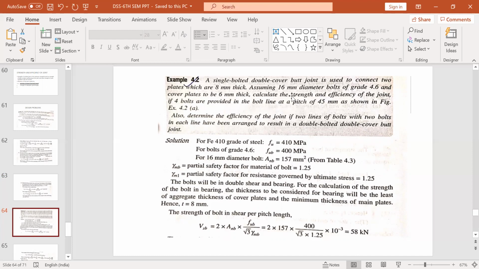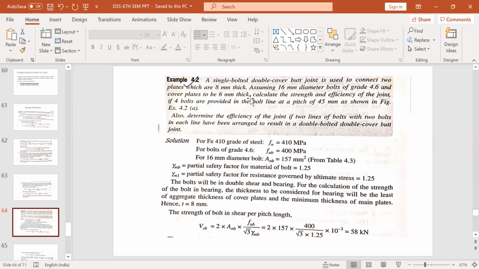Now, assuming 16 mm diameter of bolts of grade 4.6 and cover plates to be 6 mm thick, providing double cover butt joint has 6 mm thick on the top and the bottom. Calculate the strength and efficiency of the joint, if 4 bolts are provided in the bolt line at a pitch of 45 mm, as shown in the figure. Also determine the efficiency of the joint if 2 lines of bolts with 2 bolts in each line have been arranged to result in a double bolted double cover butt joint.